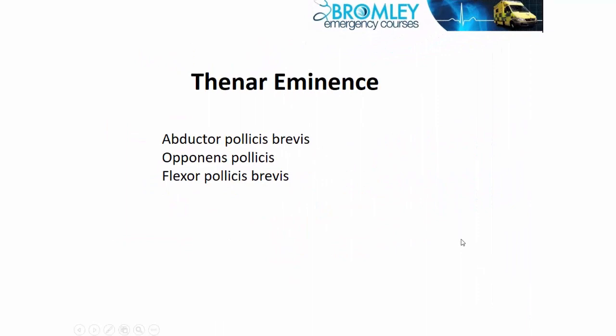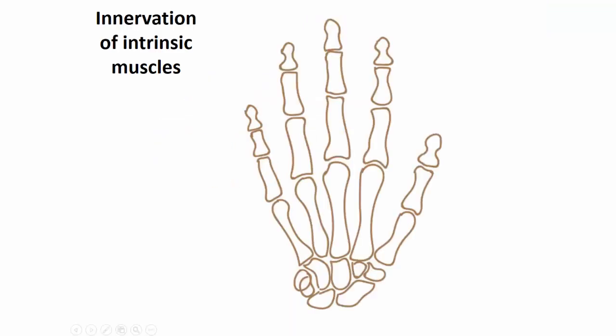So let's first of all focus on the thenar eminence. Both the thenar and hypothenar eminences have three muscles. There's an abductor, an opponens, and a flexor in each. And we're going to look at those in a moment. So those are the muscles. And so I'm going to just play a short video which is going to go over these muscles.